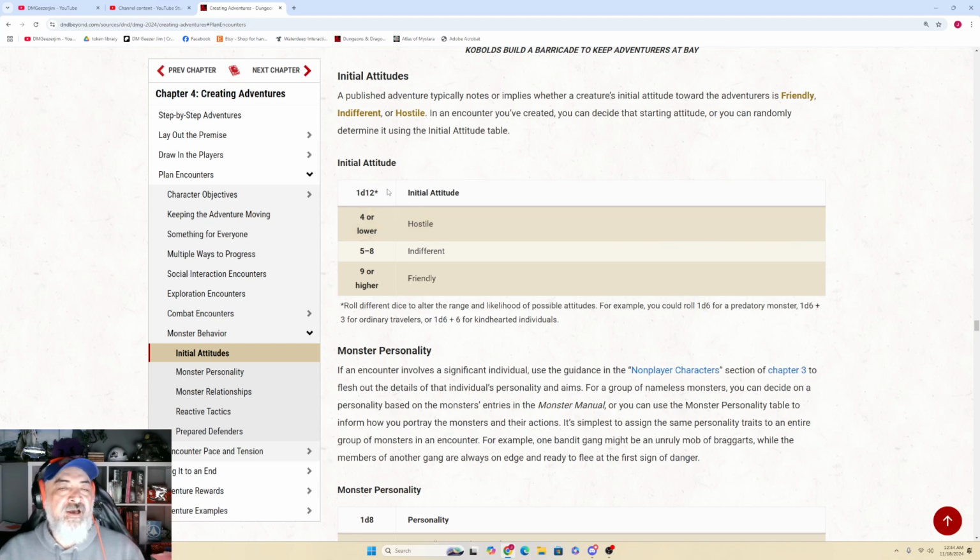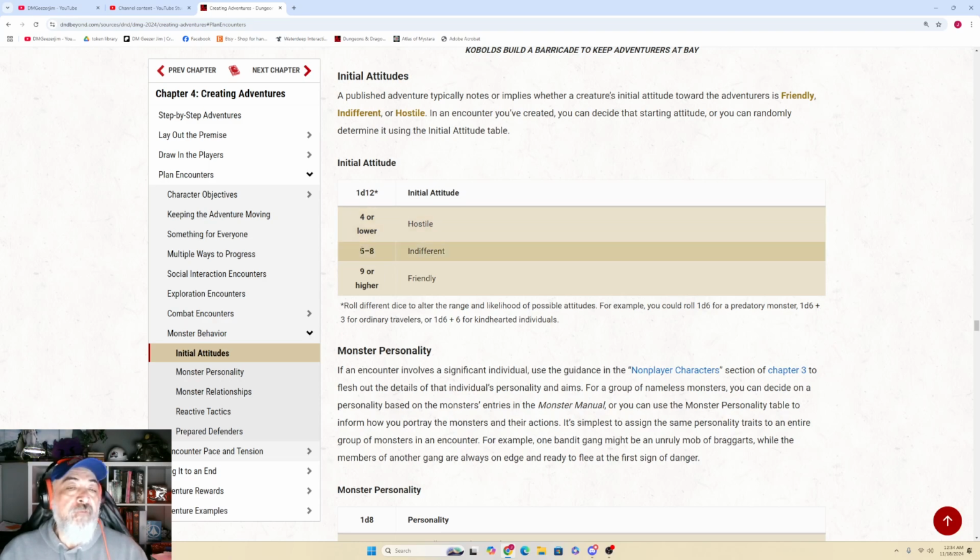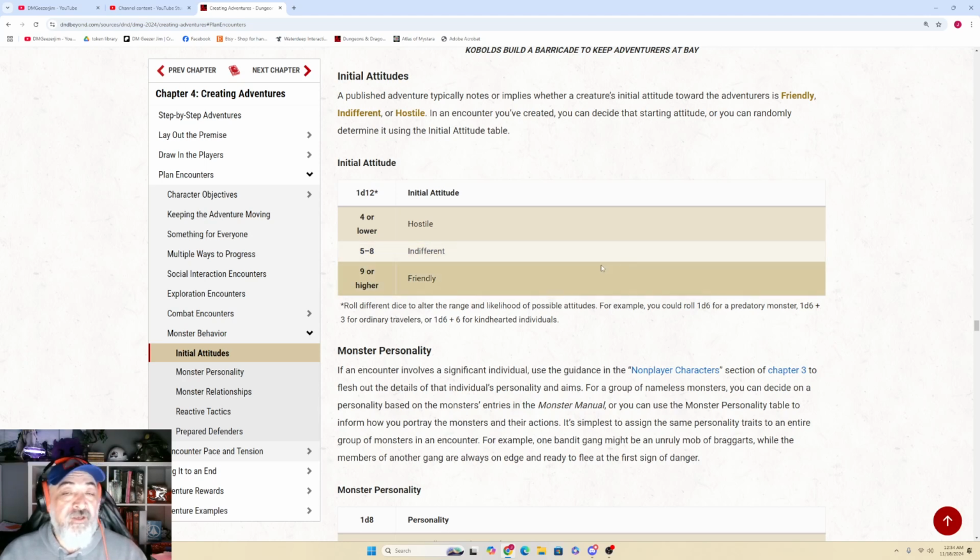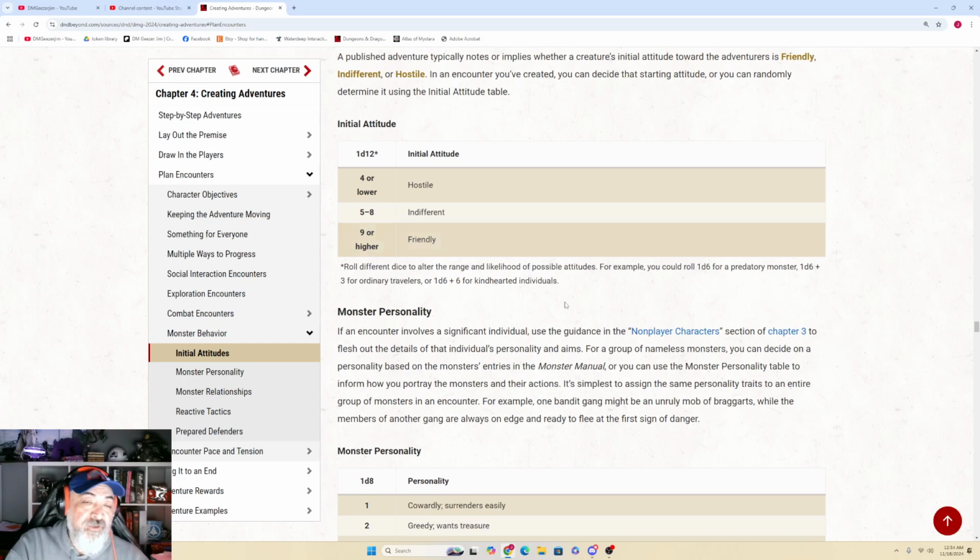So on the left column, the right column is simply a reflection of the attitude. For 4 or lower, the initial attitude is hostile. For 5 through 8, the initial attitude can be indifferent. For 9 or higher, it's friendly. We have an asterisk here. Roll different dice to alter the range and likelihood of possible attitudes. For example, you could roll 1d6 for a predatory monster, 1d6 plus 3 for ordinary travelers, or 1d6 plus 6 for kind-hearted individuals.